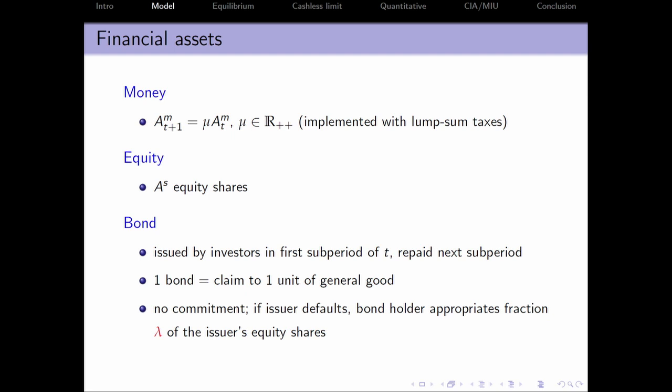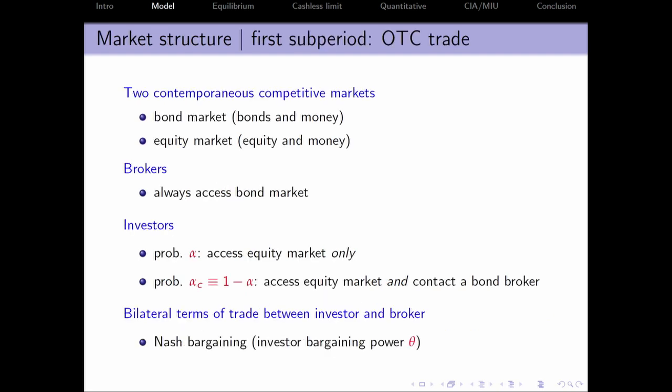And there's a bond. That's the bond that gets issued in the first period, right? So the bond is basically a sure claim to 1 unit of general good. So it's an intra-period bond. At the beginning of the period, you issue the bond. That's a commitment to pay back a general good. Well, I said commitment, there's actually no commitment. If you default, then the bondholder can appropriate a fraction lambda of your equity shares. That's like a Kiyotaki-Moore credit constraint. Like I said, for example, lambda equal to 1 would be allowing people infinite leverage. Everything goes through. But we think this is maybe an easier way to explain it.